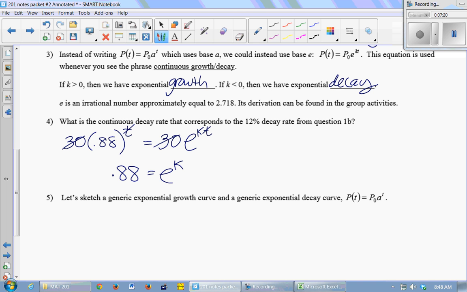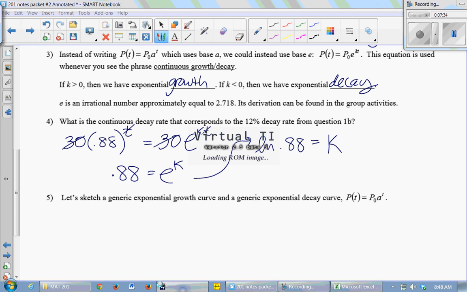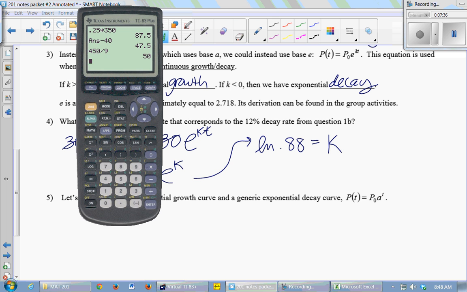Yeah. So if I take the ln of both sides of this thing, the ln of 0.88, what is the ln of e to the k? K. Yep, and then we could get a decimal for the ln of 0.88. Negative 0.128.